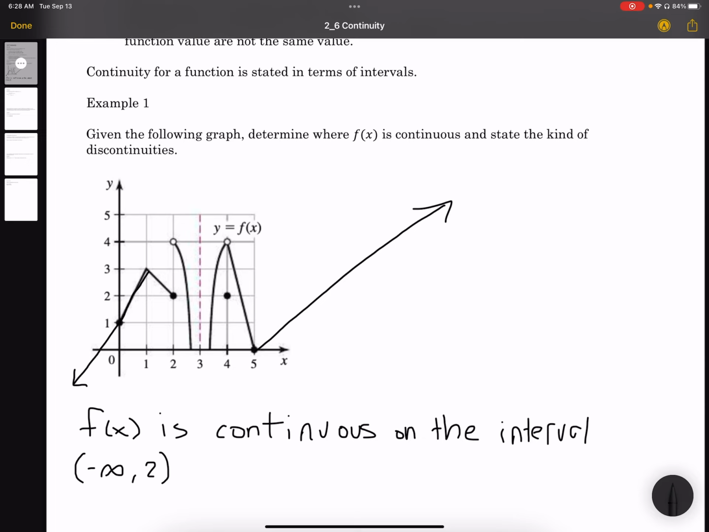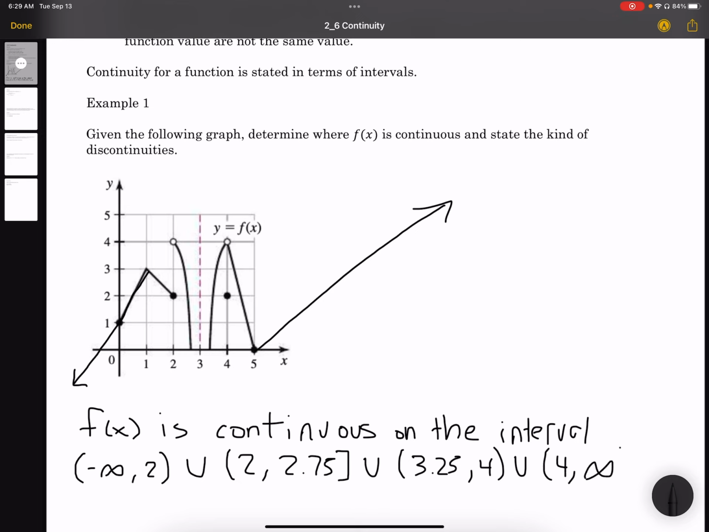Then the function is also continuous on the interval 2 to 2.75. We'll put a bracket because we can actually equal that. And then the function is also continuous on the interval 3.25 up to 4, and then union 4 to infinity. So that's where the function is actually continuous.